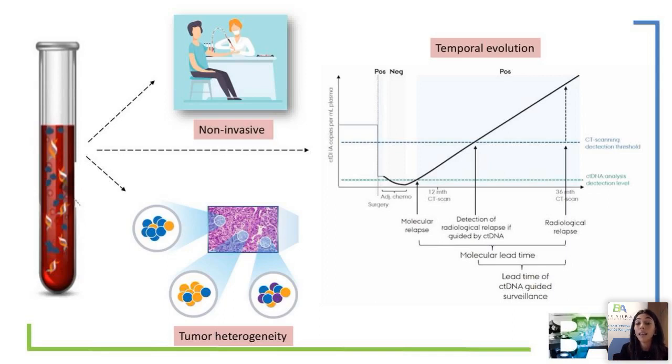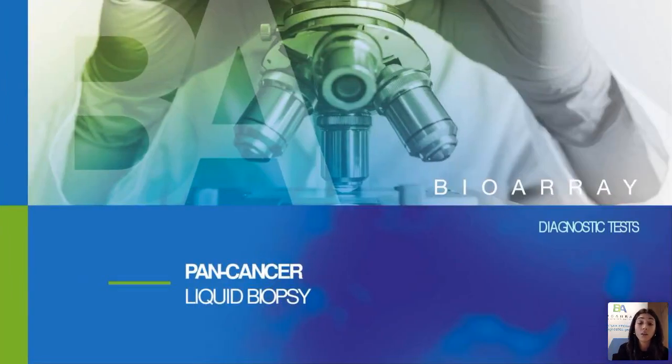So we are gaining a lot of time by using liquid biopsies, and we know that in cancer, time is one of the most critical aspects. As long as we are able to detect them really early in the process, these give us better chances to get a better response to the treatment and a better outcome in general. So with that in mind, I'm just going to show you the liquid biopsies that we are including in our catalog. And the first one is the pan-cancer liquid biopsy.